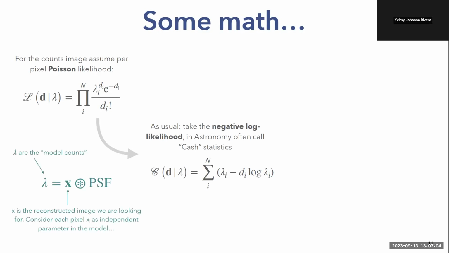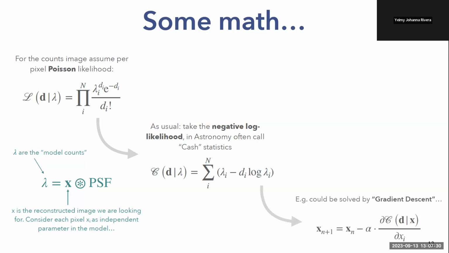The actual model that we use is right now just very simple. So this is the flux image that we're looking for. This is the PSF model that we have, and then we just forward fold this to get an estimate for the predicted counts. What you can keep in mind here is that this X is actually an image, so it has many pixels, and each pixel is an independent parameter in the model. So this is a very high dimensional optimization problem.